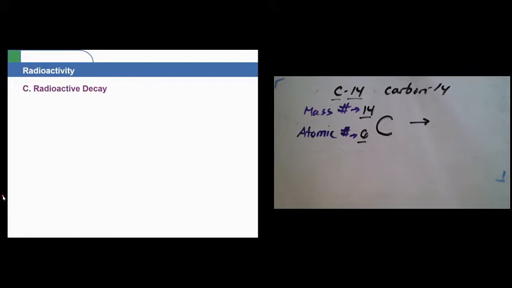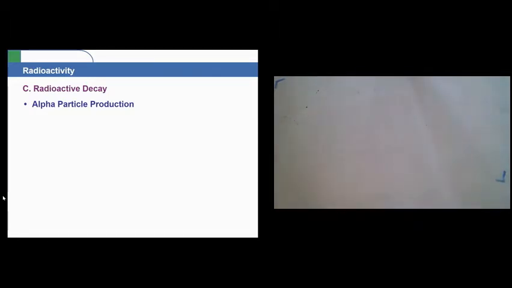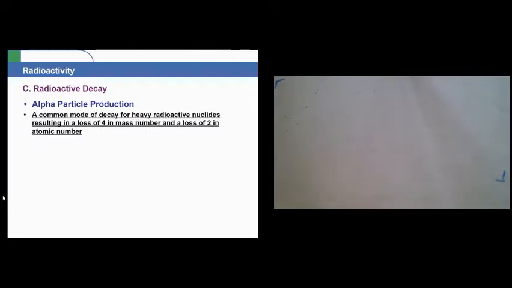Now, to really understand how this works, I'm going to have to show you some examples as we go through. So we're going to start off with alpha particle production. Now remember, alpha particle production is the type of radioactivity that happens when you have a heavy radioactive nuclide, something over 209. And it results in the loss of 4 in mass number and the loss of 2 in atomic number. It produces what is known as an alpha particle.